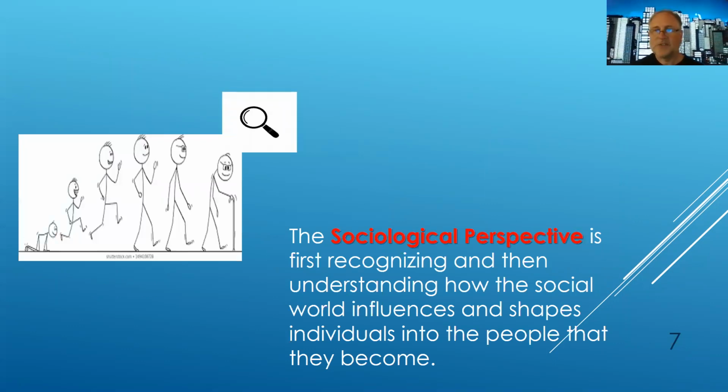This leads us to what is called the sociological perspective. And I find the sociological perspective to be the most important concept for sociology students to really wrap their heads around. What is the sociological perspective? The sociological perspective is first recognizing and then understanding how the social world influences and shapes individuals into the people that they become.